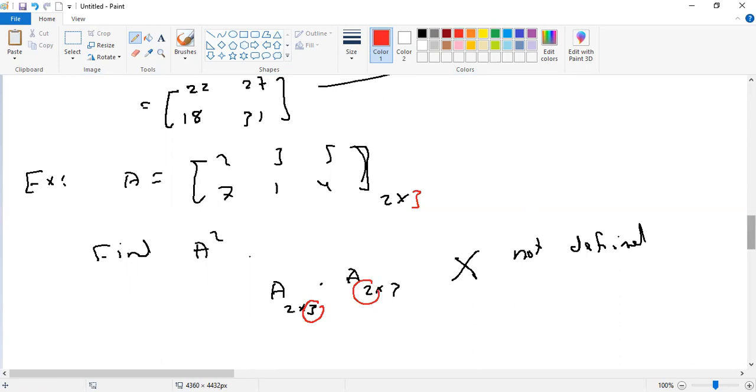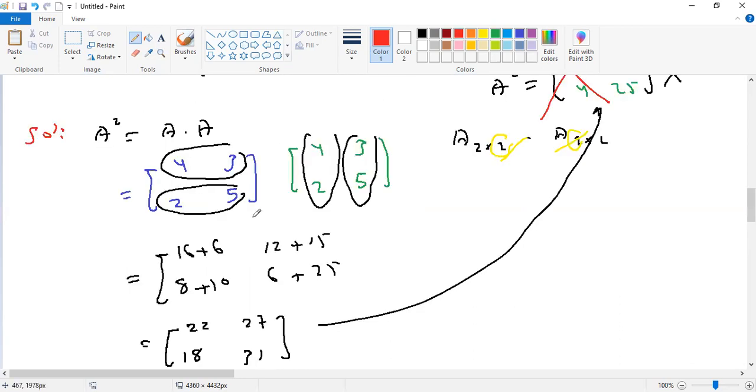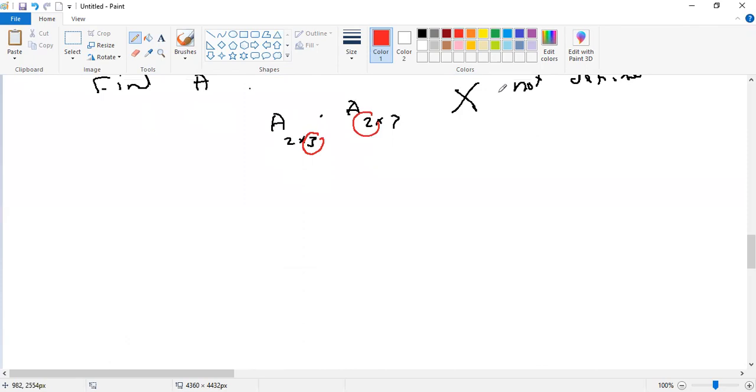So not defined. But this one is allowed. Why? Because this one is 2 by 2. I said 2 with 2, so the answer will be 2 by 2. That's so. Now, another example.